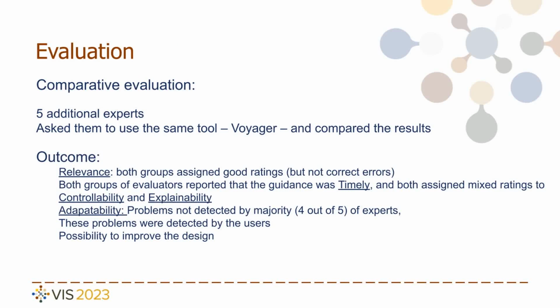We also asked an additional group of experts to evaluate the Voyager system using expert heuristics and then compared the results with those provided by the users. From the results, we could see that both groups of evaluators rated positively the relevance of the guidance, as well as assigned mixed ratings for its timeliness, controllability, and explainability. 4 out of 5 experts did not notice problems with the adaptability of the guidance. However, problems were detected by the users. This means that it could be possible to improve the design of this guidance aspect.